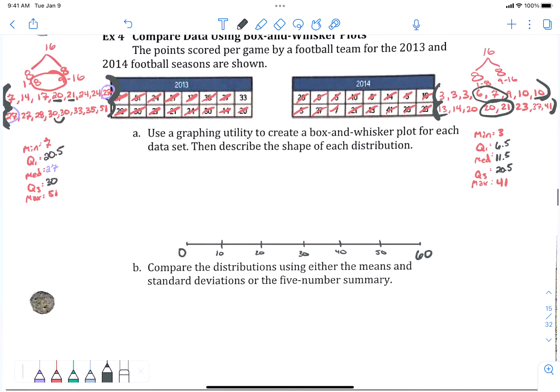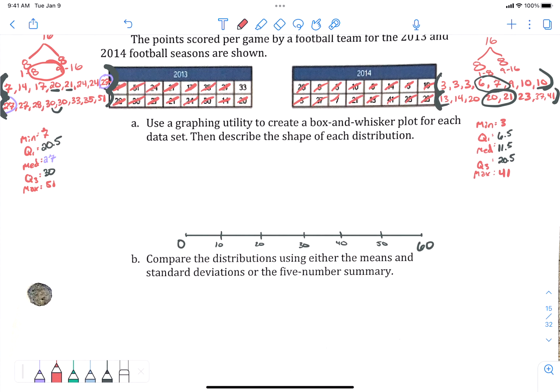Okay, ready? So 2013, we're doing a min of 7. So I'm going to put him all the way up top here like there. Max is 51, so I'm going to put him right there. Median is 27, so about there. Q3 is 30, about there. And Q1 is 20.5, so about there. My box, ugh. Yuck. This is a mess. Okay, this is 2013.